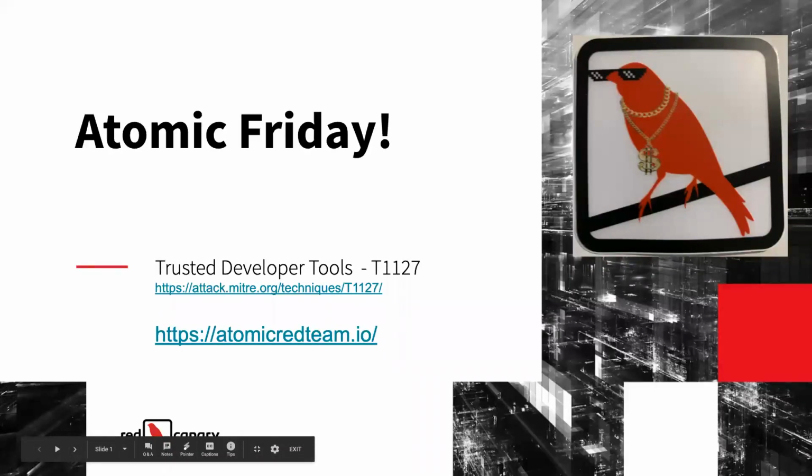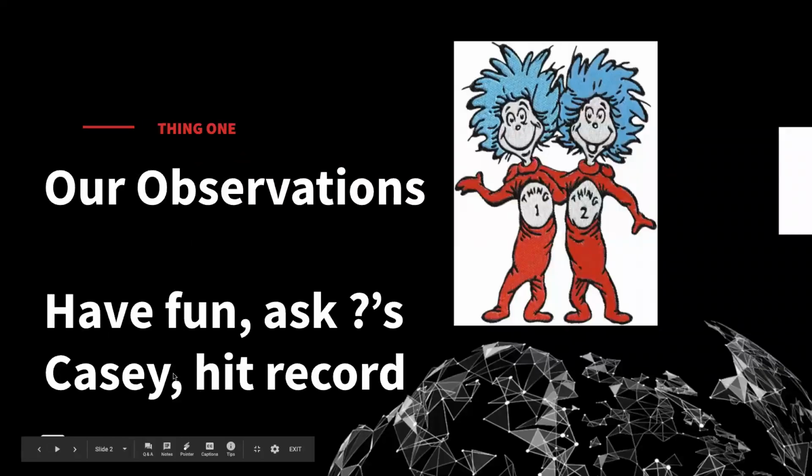A couple of references for what we're going to be talking about today. We've got trusted developer tools from MITRE. We're going to go through a couple of these, share some of what Ross from Endgame and I shared at Black Hat. And atomicredteam.io is a good place to get resources if this is your first time attending an Atomic Red Team webinar. And these are recorded, so I did put a reminder in myself on the slide to hit record. I forgot that in the past.